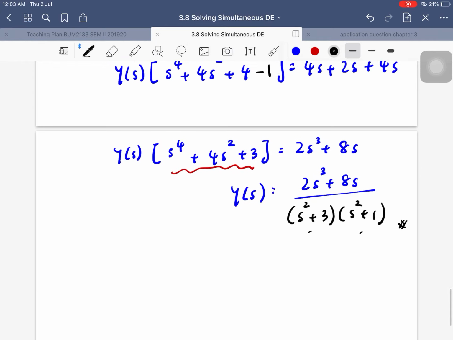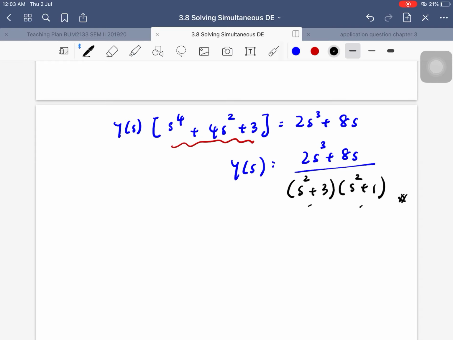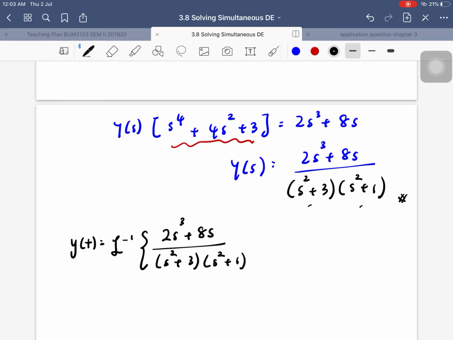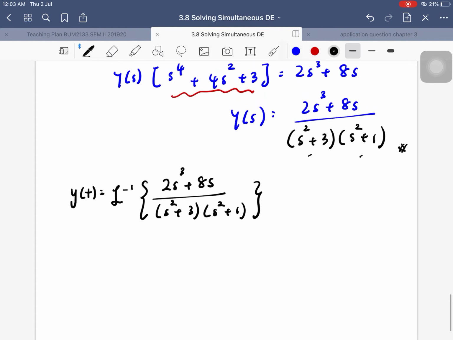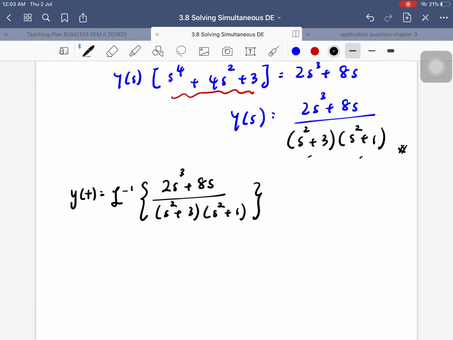Right, so now that I already have Y(s), I'm going to proceed and find what is going to be y(t). And I know that y(t) is simply going to be the Laplace inverse of the previous function, which is 2s cubed plus 8s over s squared plus 3 multiplied by s squared plus 1. Okay, so now we have to think about what method we are going to use in order to find the Laplace inverse.